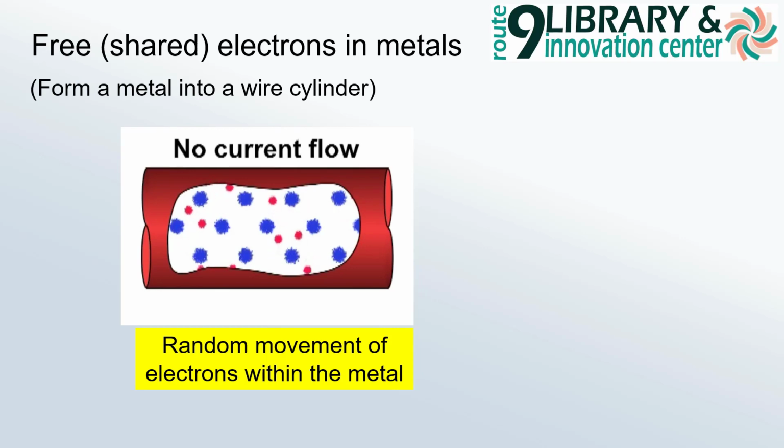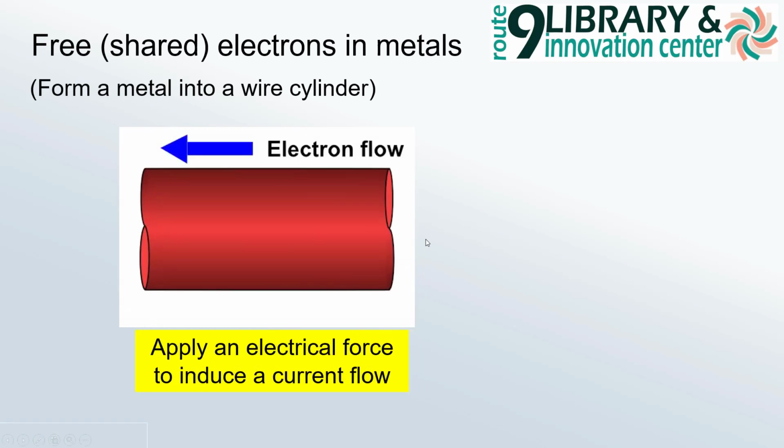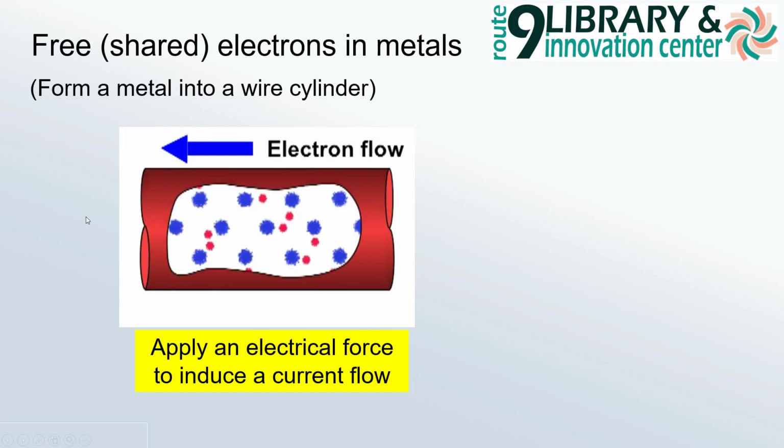However, if we were to apply a force, let's say a battery, we connect from one side of the wire to the other, and we peek inside, what we'll notice is the electrons are still moving about from one atom to the other, but there's a general net flow of electrons from one side to the other. And this is actual electrical current flowing. It's the movement of these electrons from one side of the wire to the other as they move about amongst the atoms. That is electrical current flow.